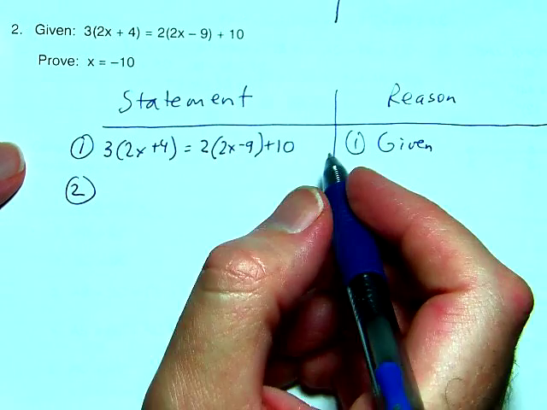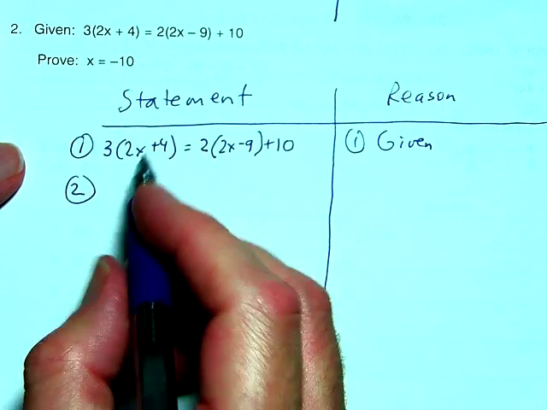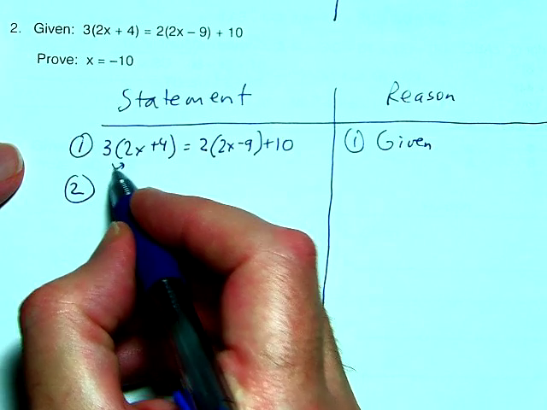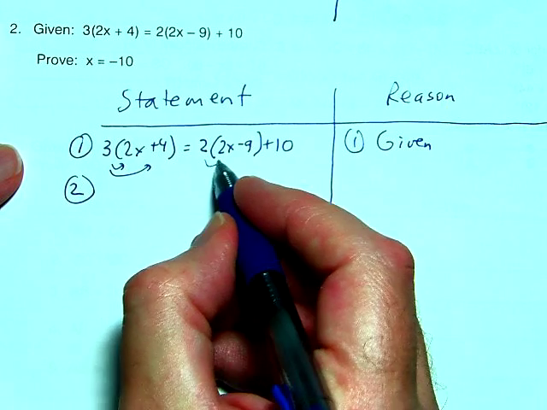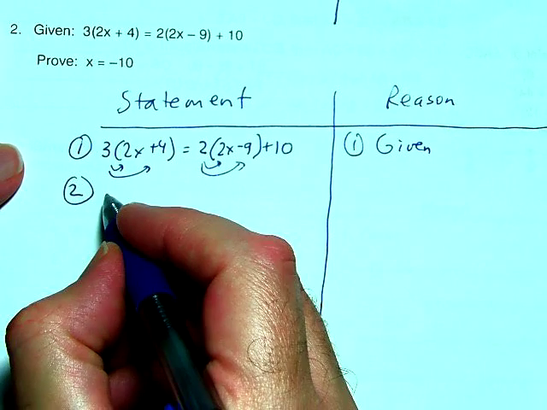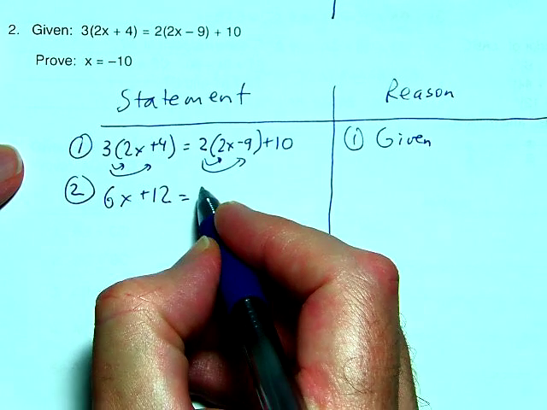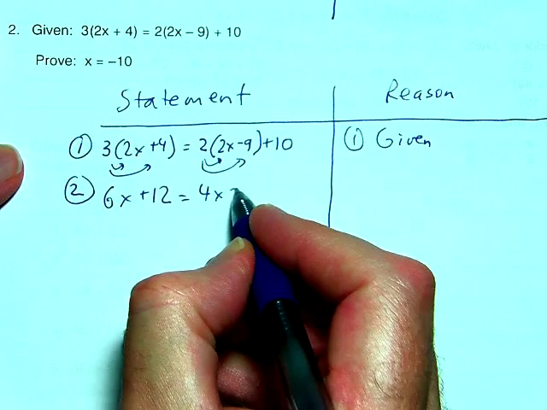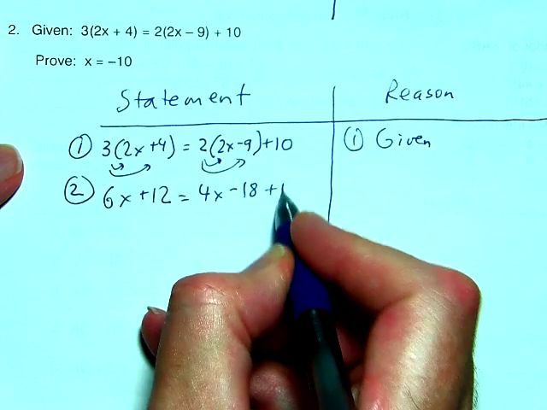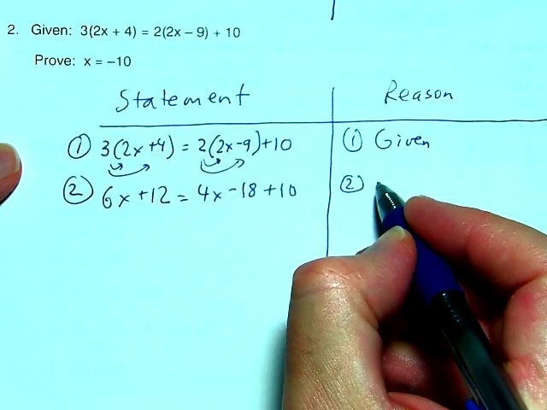Second step, again in this case, we've got a lot of parentheses we're going to have to distribute. So let's use our distributive property to simplify a little bit. We get 6x plus 12 equals 4x minus 18 plus 10. That was the distributive property.